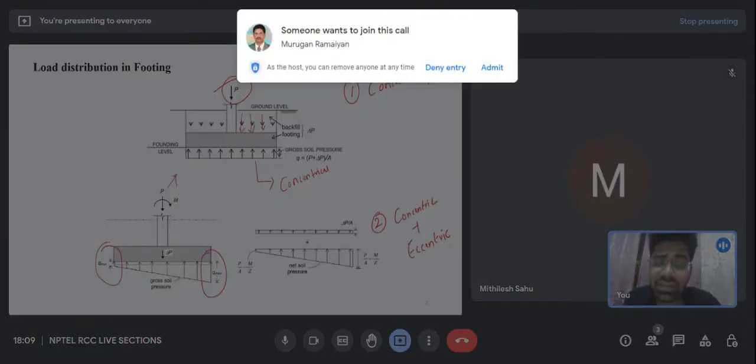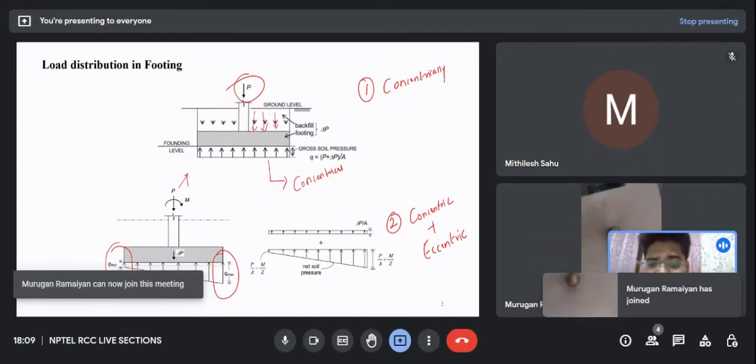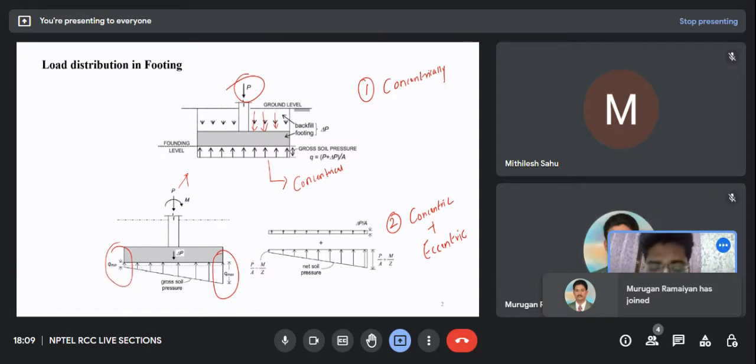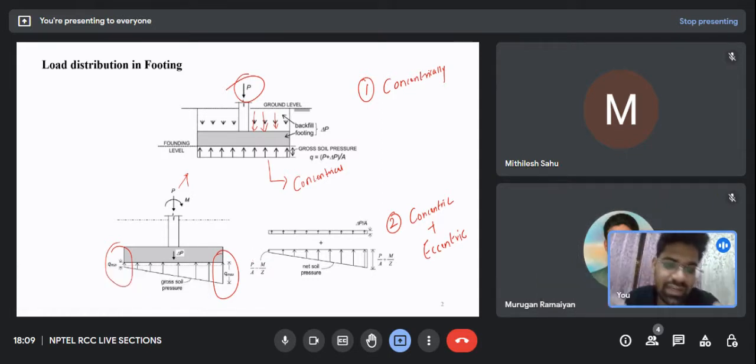So now we know that this footing, since it is subjected to both concentric as well as eccentric loading, due to concentric pressure it will have a gross pressure of P by A, but due to moment what will be the pressure? M by Z. Can any one of you tell me how we get this M by Z? What is this M by Z?